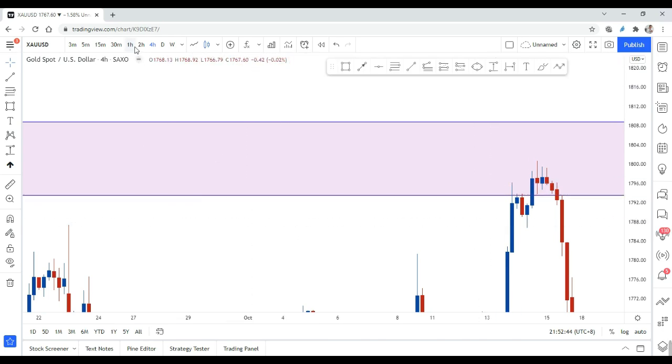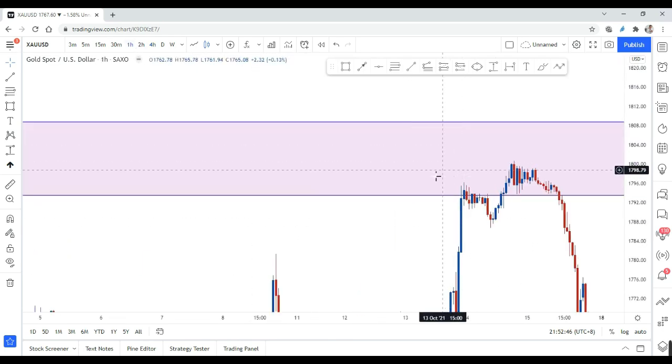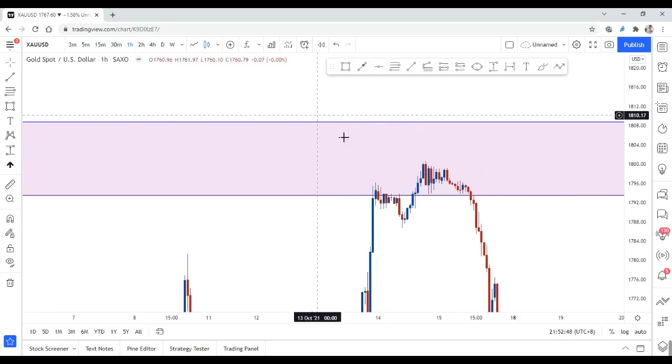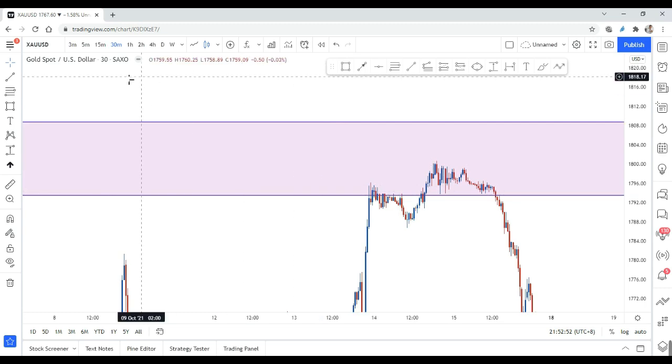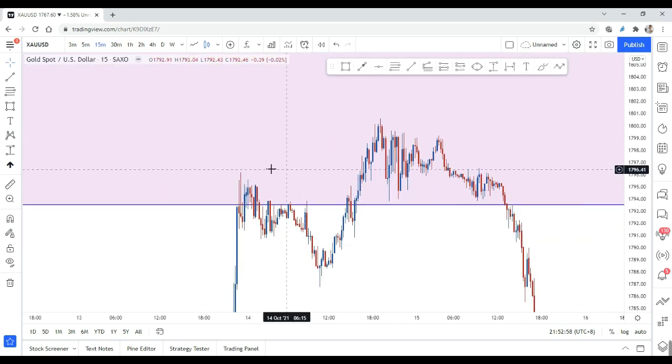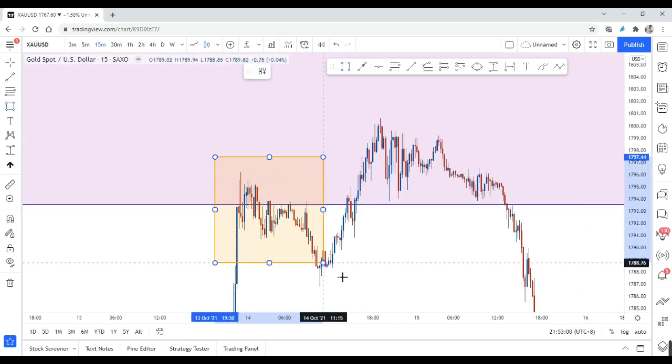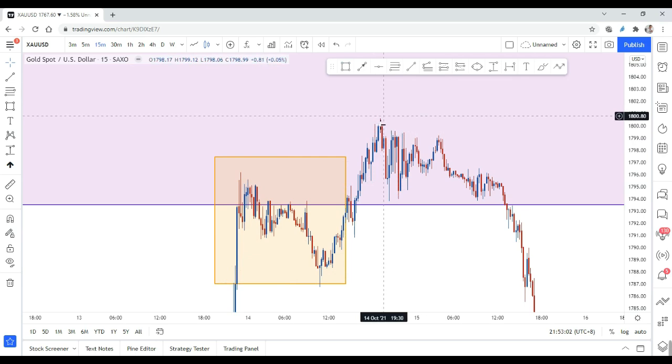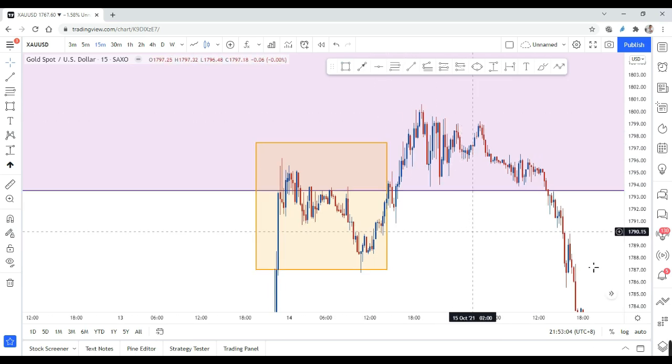If you move into a small time frame, even H1, you cannot see anything over here. M30, same thing. So small time frame, M15. Over here, now let's focus on this area first, before we talk about the higher level over there.